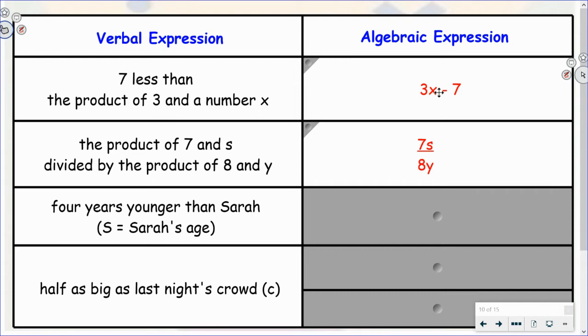Next example, 4 years younger than Sarah. Hold on, time out. What do we start with? We start with Sarah's age. Then what do we do to it? We're subtracting 4 years younger.